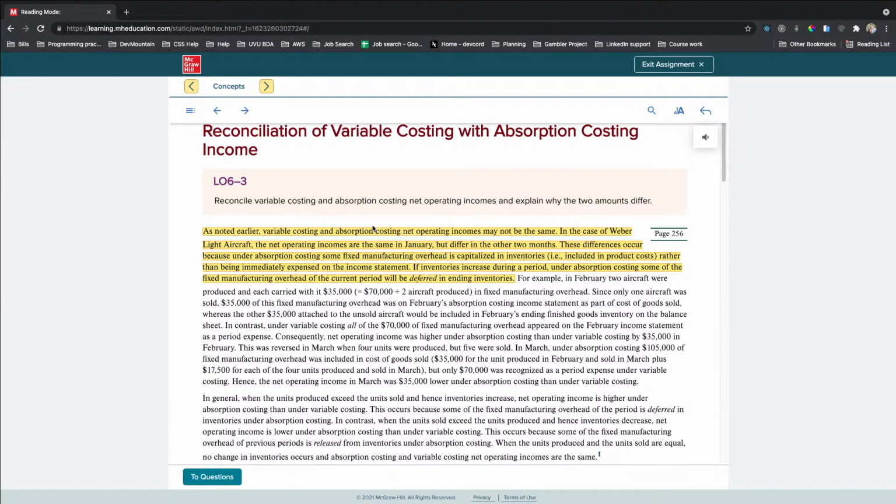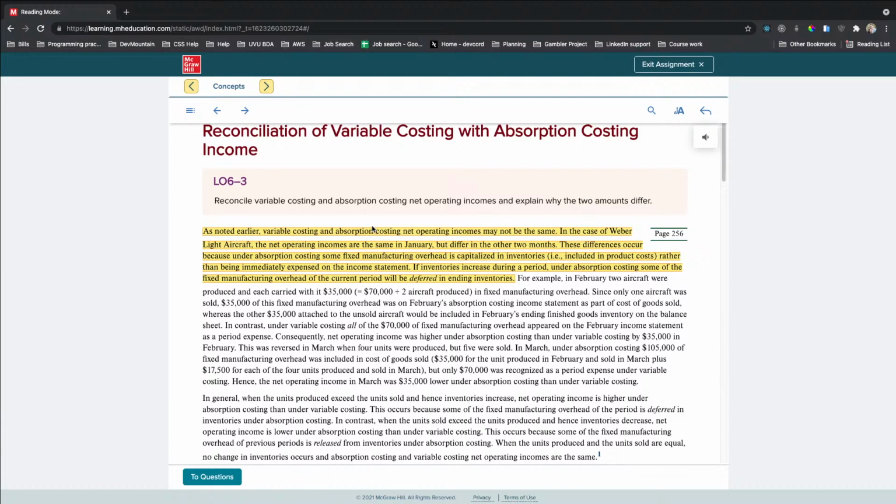For example, in February, 2 aircraft were produced and each carried $35,000 in fixed manufacturing overhead. Since only 1 aircraft was sold, $35,000 was on February's absorption costing income statement as part of cost of goods sold, whereas in variable costing, the other $35,000 was actually realized.